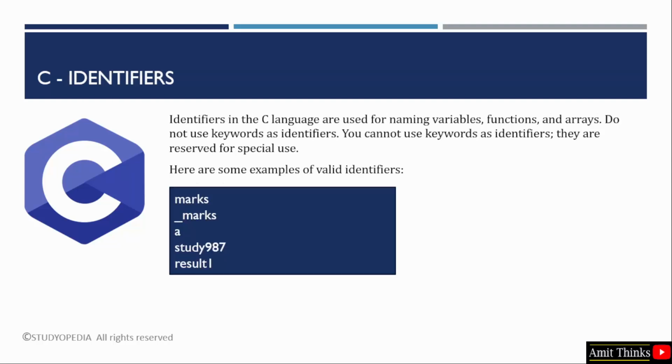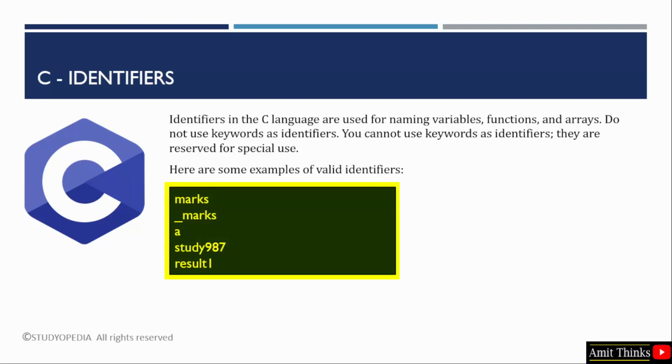Identifiers are names used to identify variables, functions, arrays, and other user-defined items. Remember, you cannot use keywords as identifiers. Keywords are reserved words that have special meaning in C. We will discuss the concept of keywords later. Identifiers must begin with a letter or underscore and can contain letters, digits, and underscores, just like variables. The following are some examples of identifiers.